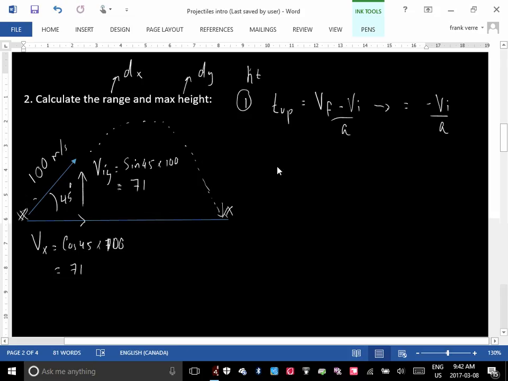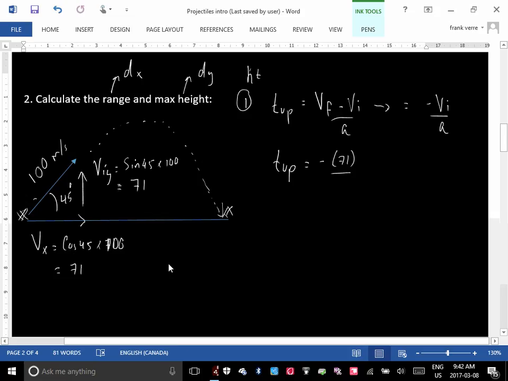So what's my initial speed up? 71. Exactly. So that's what's meant by upwards velocity. Whereas in the previous example, what was the initial vertical speed? 0. Because the vector was only pointing horizontally. That's right?